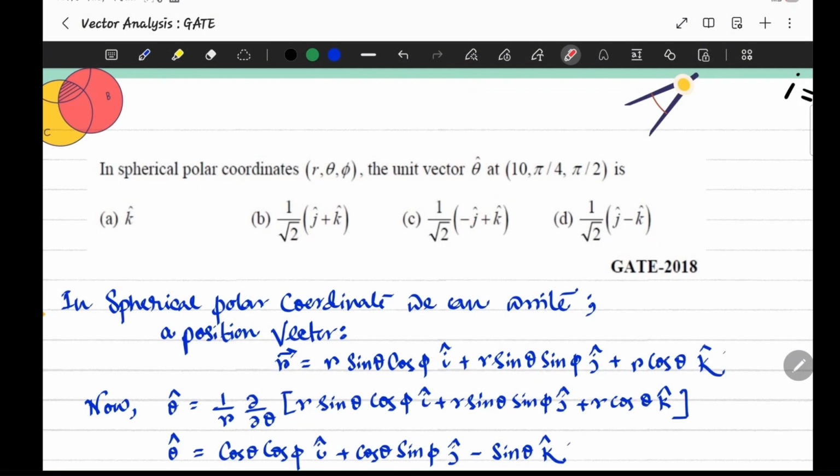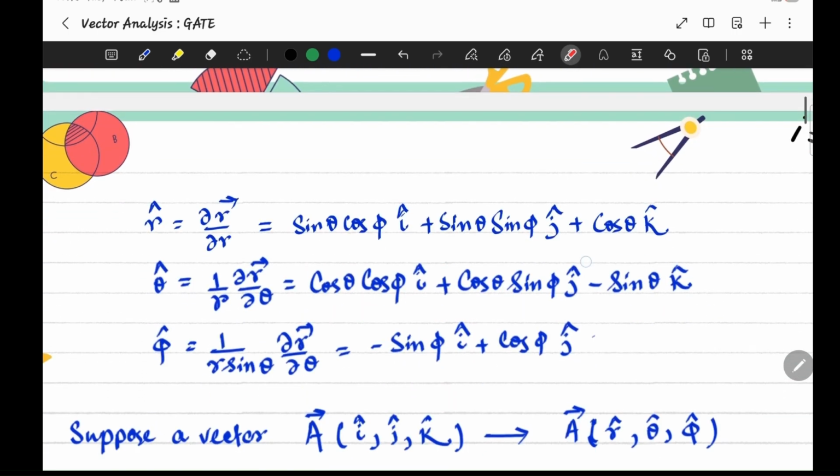So our first question is, in spherical polar coordinates r, theta, phi, we have to find the unit vector theta cap at r equal to 10, theta equal to pi by 4 and phi equal to pi by 2. So we have to find this theta cap.